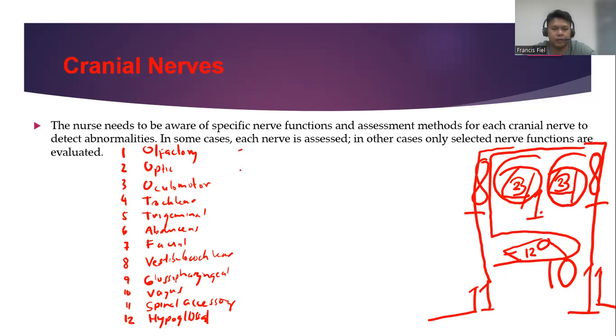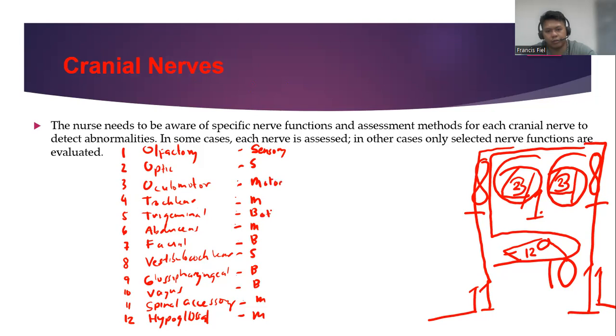Now, functions. For the functions naman, we have 12. My mnemonic here is, "Some say money matters, but my brother says big boobs matter most." So, this is sensory function. This is motor function. This is both. Yan. So, that's how you memorize.